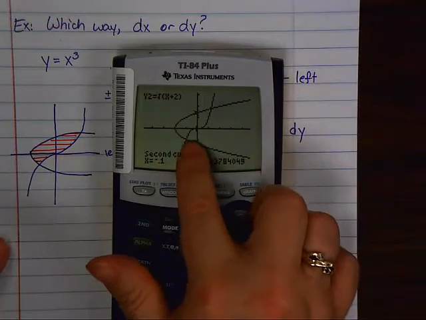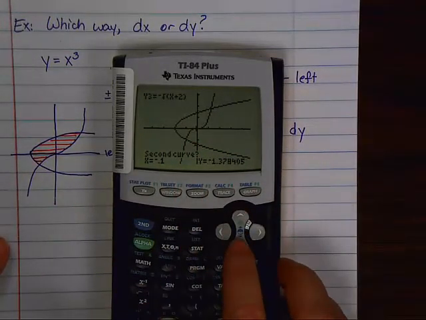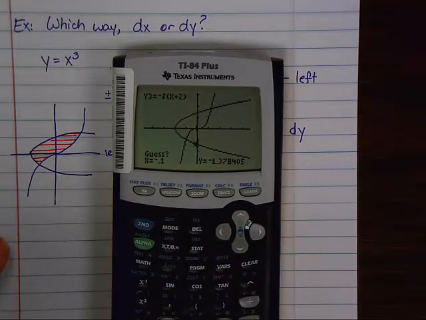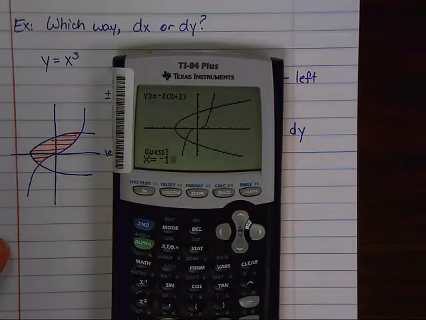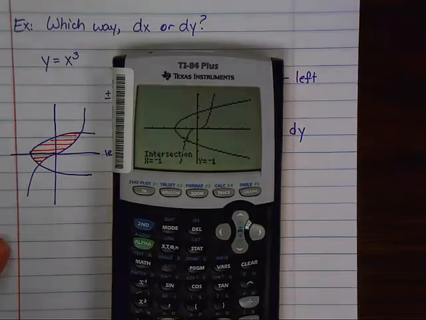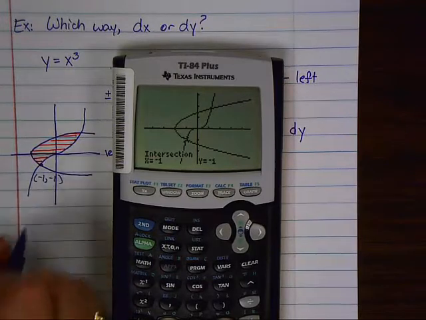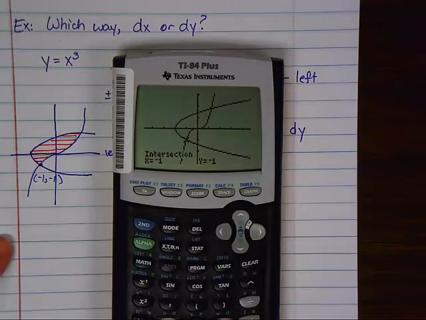Does the top half of the parabola go through that point there? No. So what I have to do is push down arrow. Now I've picked the other half of the parabola and I'm good. So push enter. It looks like they cross about -1. So I'm going to guess -1. And they do cross at -1. So this point right here is -1, -1. Are you with me? Everybody? Looking around the room, just making sure.